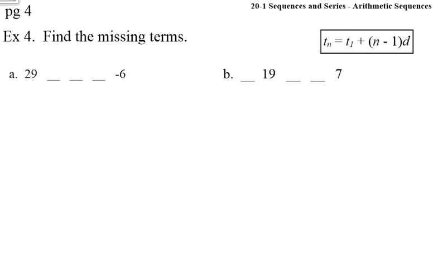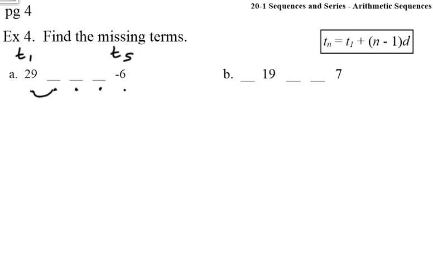All right, still on page 4. Example number 4, find the missing terms. Well, this is an interesting one because of the way it's drawn. This first one, we know what T1 is. It's 29. We know 1, 2, 3, 4, 5. These 3 blanks tell us there's 3 numbers there. So we have a total of 5 terms. The 5th term is -6. And we want to figure out what these terms in the middle are.